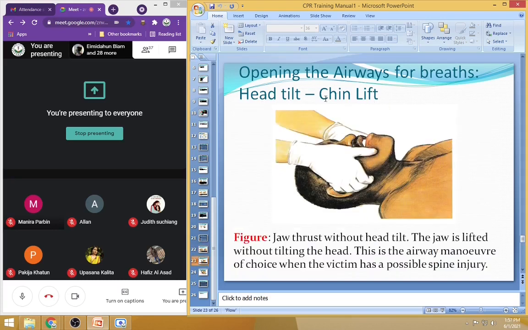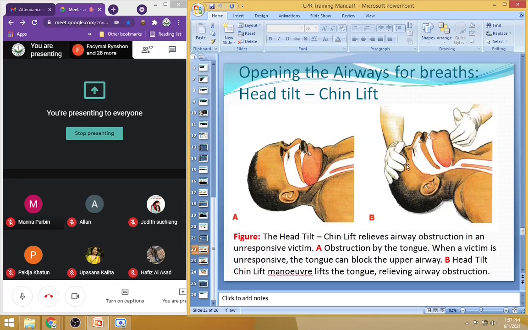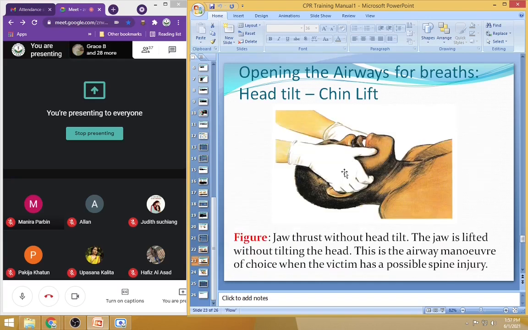Another method is this one, jaw thrust. Jaw thrust method is without head tilt. See, here we pulled the head by putting our hands on the forehead, but here we will do like this. The jaw is lifted without tilting the head. This is the airway maneuver of choice when the victim has a possible spine injury.